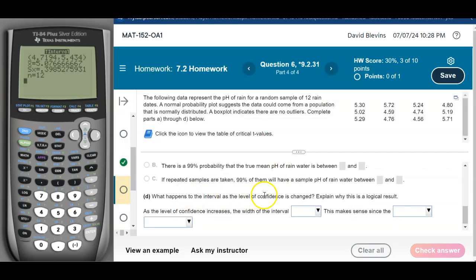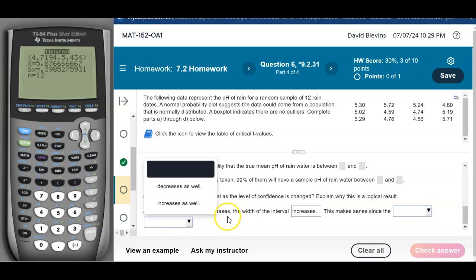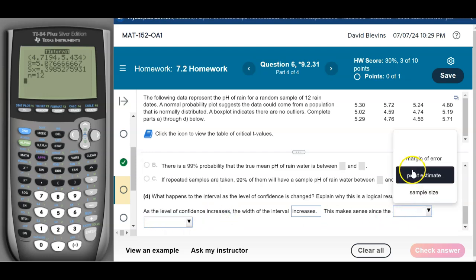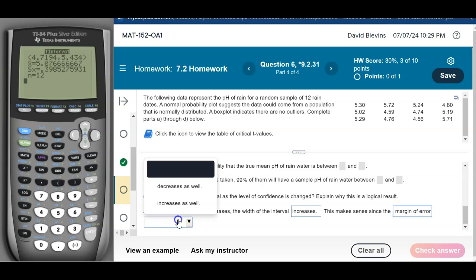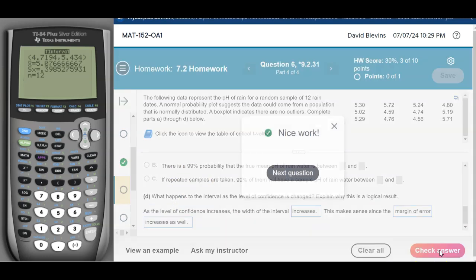What happens to the interval as the confidence level changes? As the level of confidence increases, the width of the interval also increases. And this makes sense since that margin of error increases as well, because we go out further with our confidence interval.